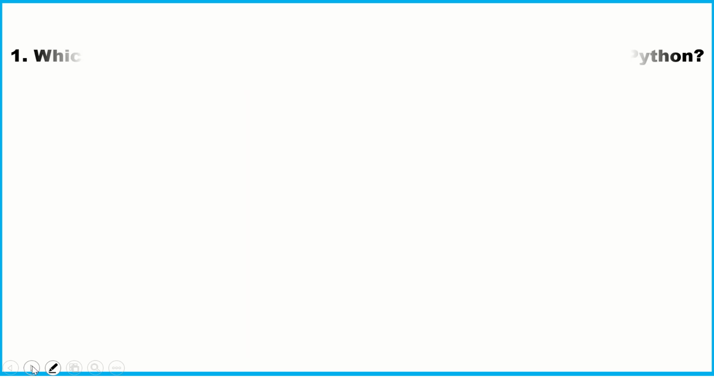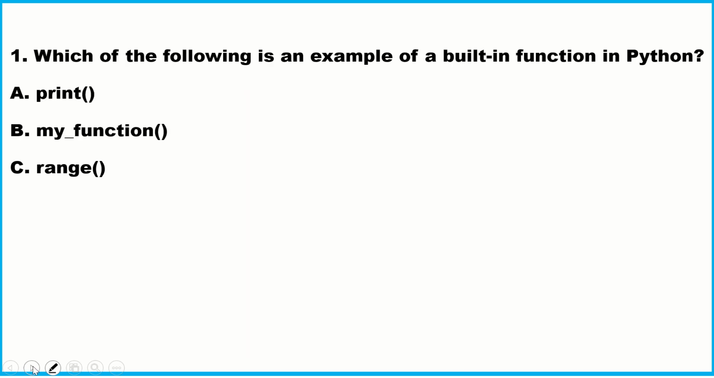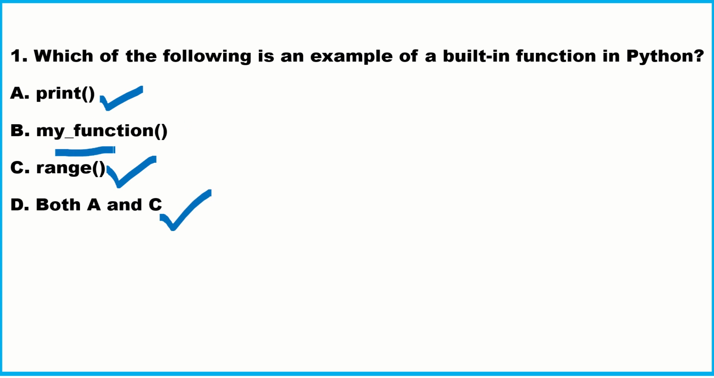The first question is, which of the following is an example of built-in function in Python? See here, print is a built-in function, and range is also a built-in function. So both A and C are built-in functions. This is a user-defined function, my function, whereas these two are built-in functions.